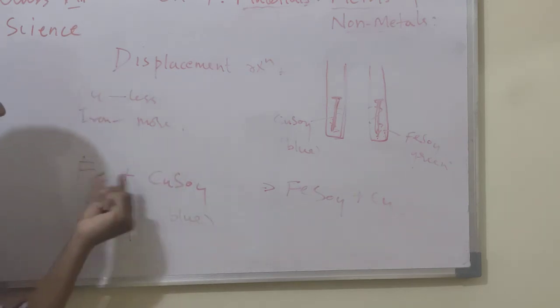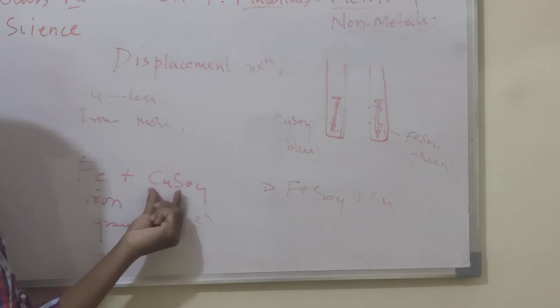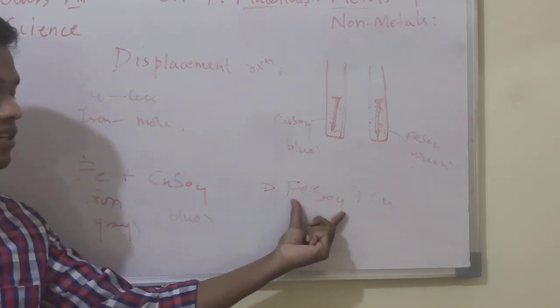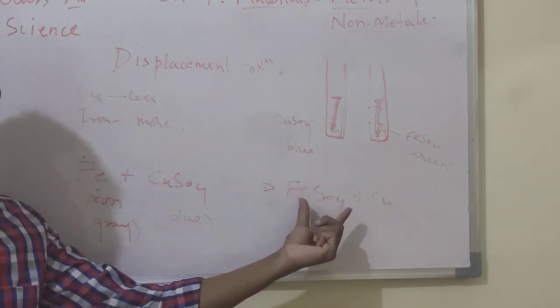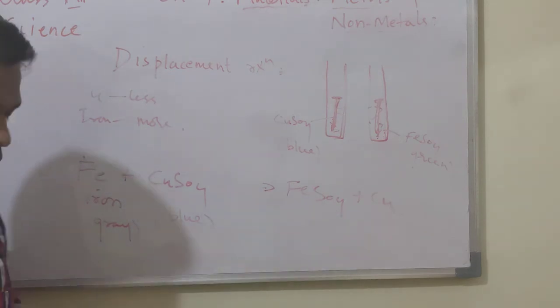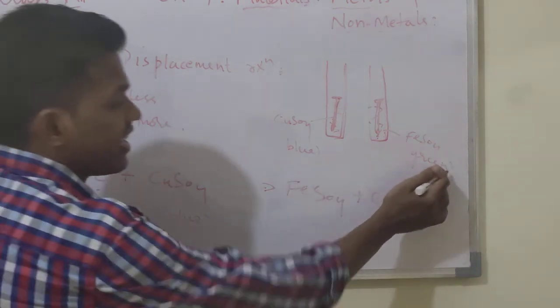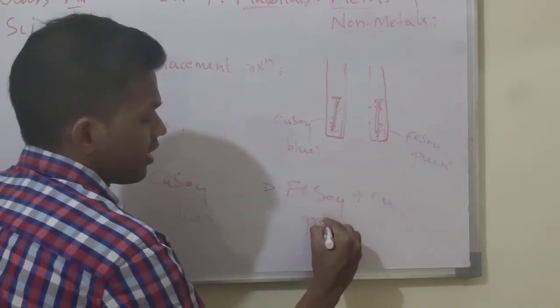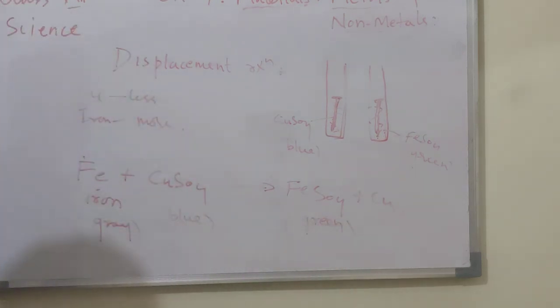It will take the place of copper and form iron sulfate. Iron sulfate is formed. What color is it? It will turn into a green color. Got it now? So what happens?